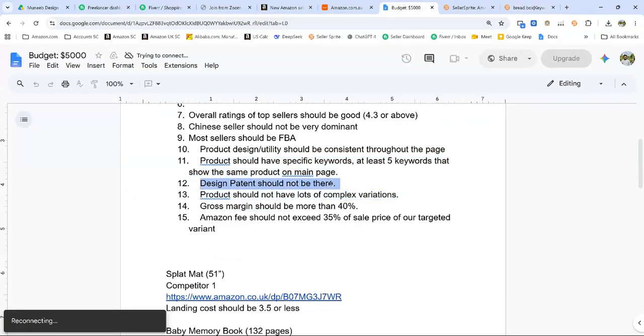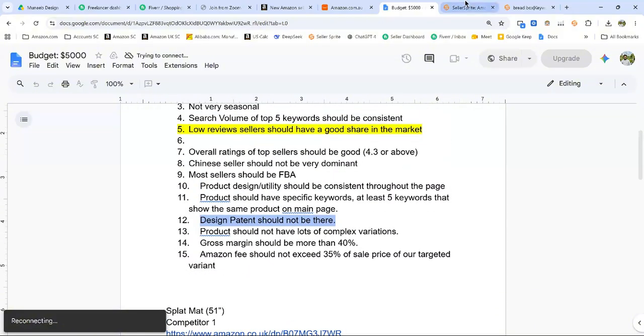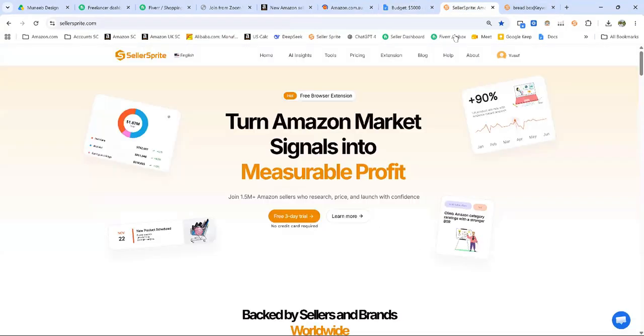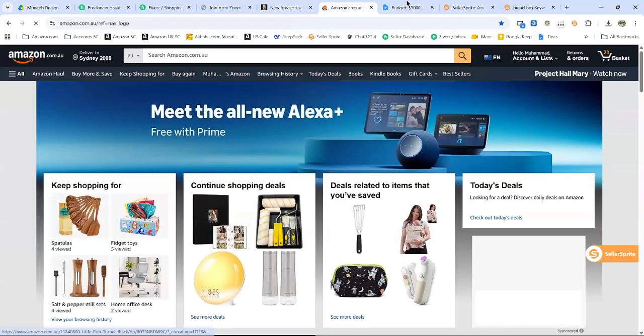Okay. Design pattern should not be there. So sometimes, this specifically again, it's for the UK market, but sometimes there's a product that has been patented. Let me give you an example.